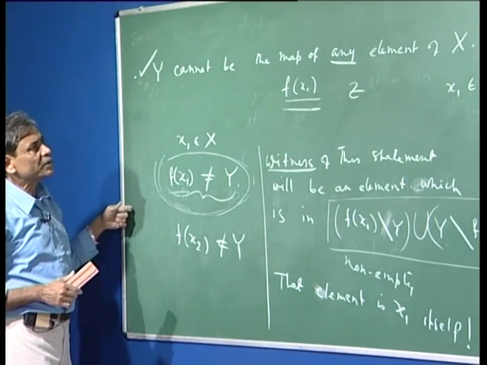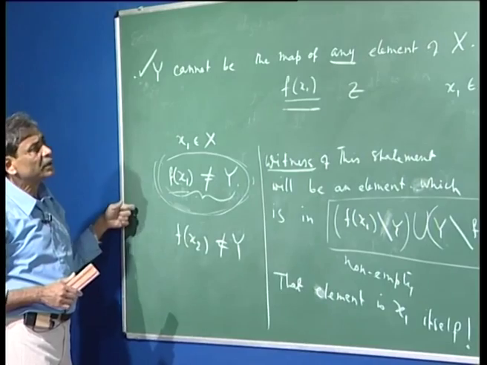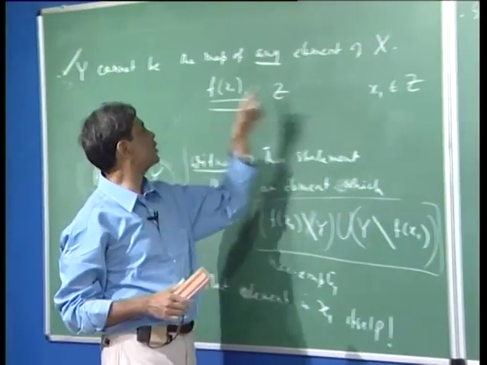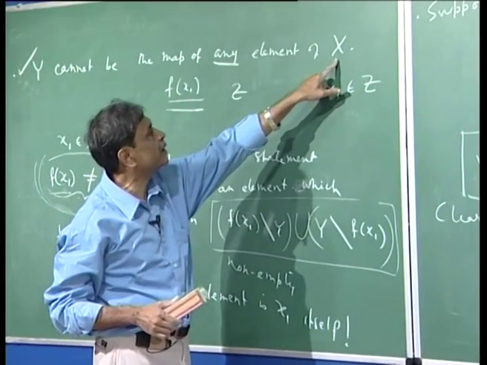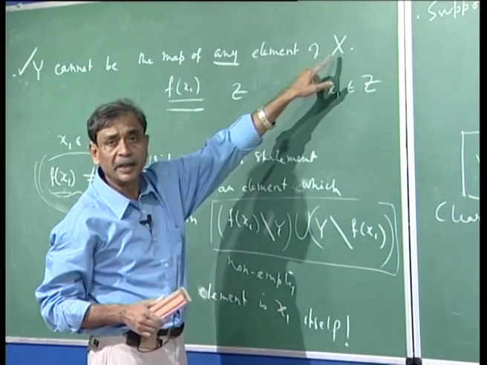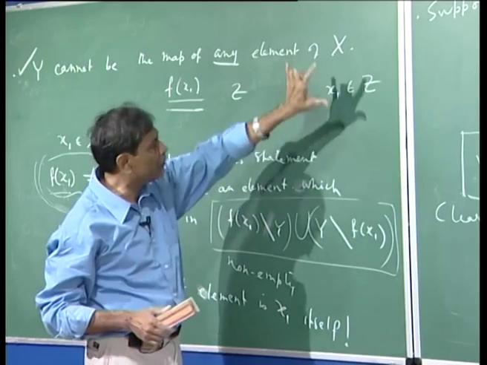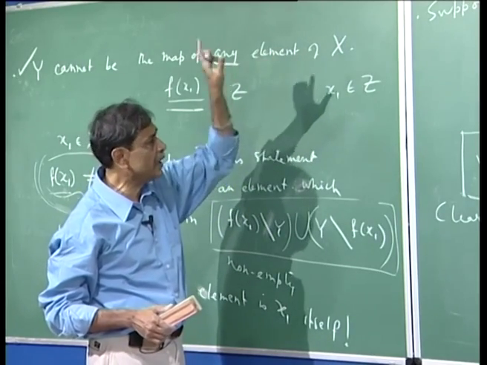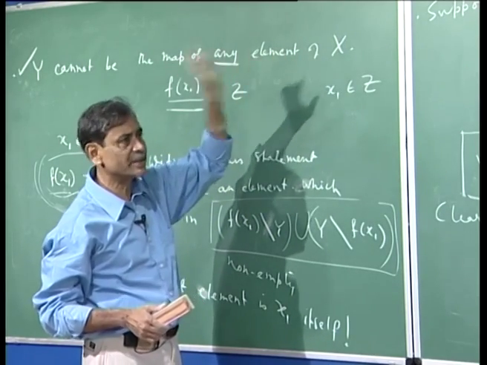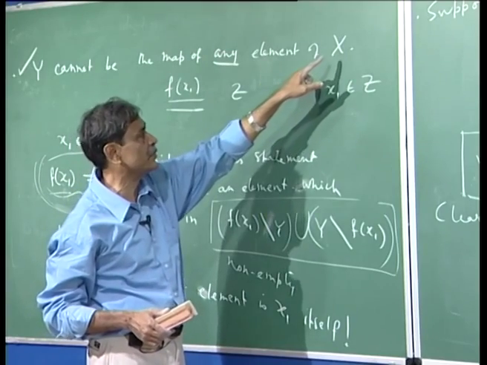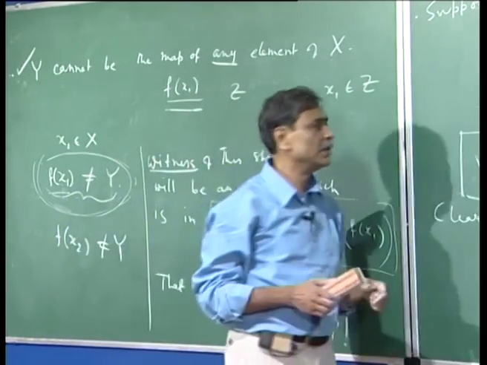We did not make any assumption about the set X, capital X, whose power set we are considering. This X could be finite, could be infinite, and even if infinite, we are not saying whether it is denumerable or not. So, for any set, the statement stands that there cannot be a bijection between that set and its power set. Okay.